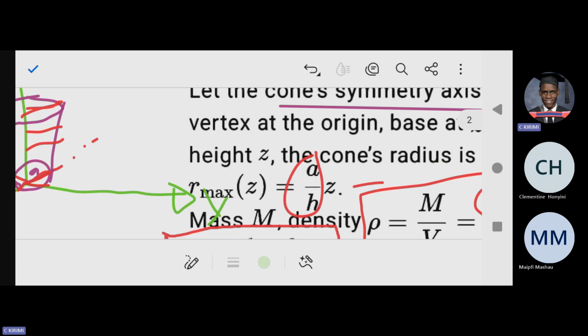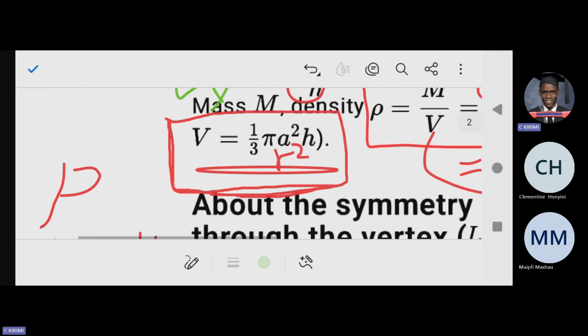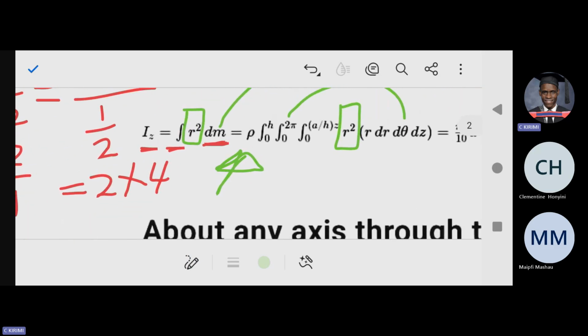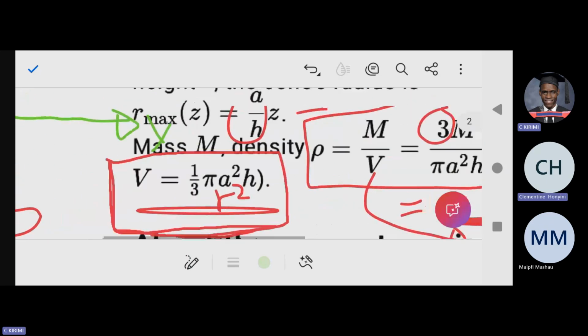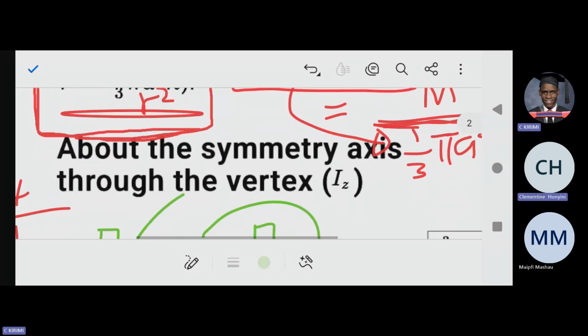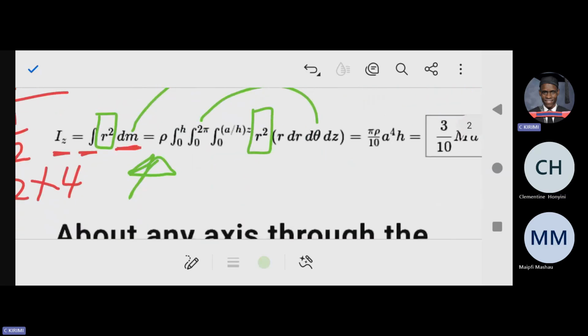So the radius, where is it starting from and where is it going to end? That is what we are going to be using now. So the radius is going to start from 0, ending at A over H multiplied by Z. So that is the domain of theta.